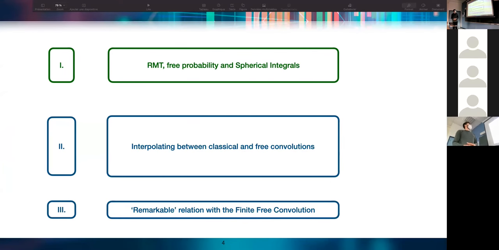In my presentation, I will spend a bit of time recalling what free probability is and the link with spherical integrals. Then I will present how to use these tools to construct an interpolation between the classical and the free convolution. And I will conclude with just two slides on some remarkable link with what is called the finite free convolution, which has been studied by Adam Marcus very recently.